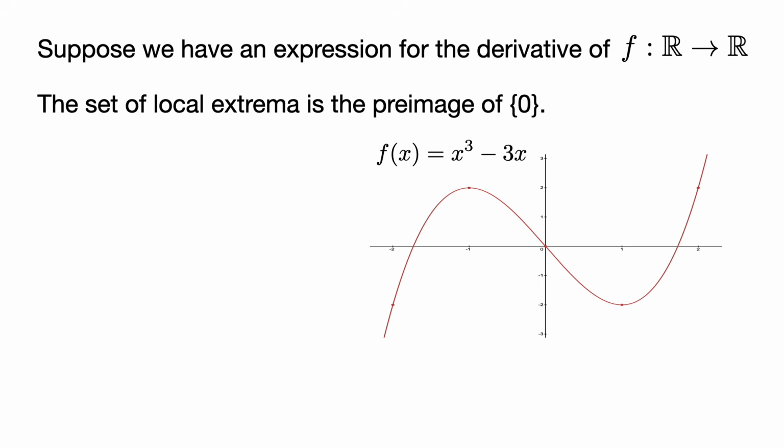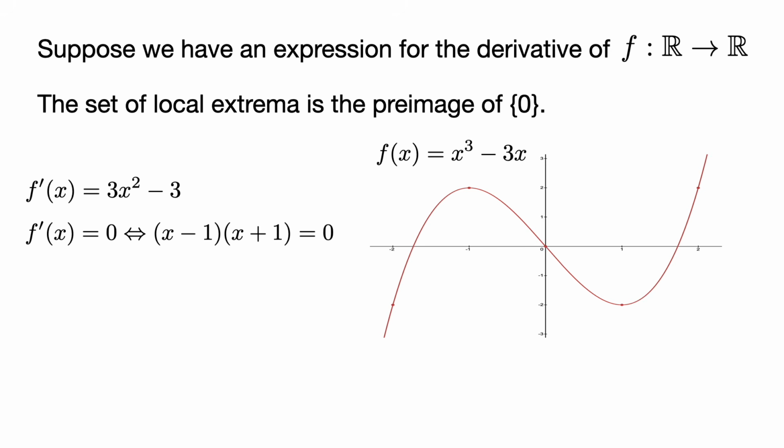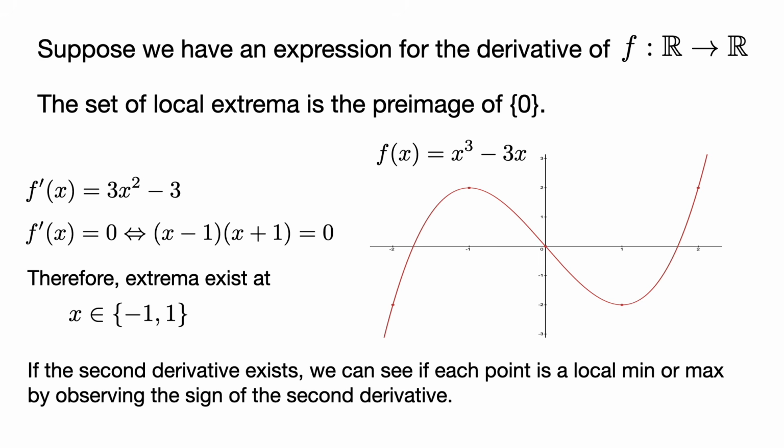f of x is equal to x cubed minus 3x here. Its derivative is 3x squared minus 3. We set that equal to 0, and that means that (x minus 1) times (x plus 1) is equal to 0. So the local extrema exist at -1 and 1. If the second derivative exists, we can see if each point is a local min or max by observing the sign of the second derivative.